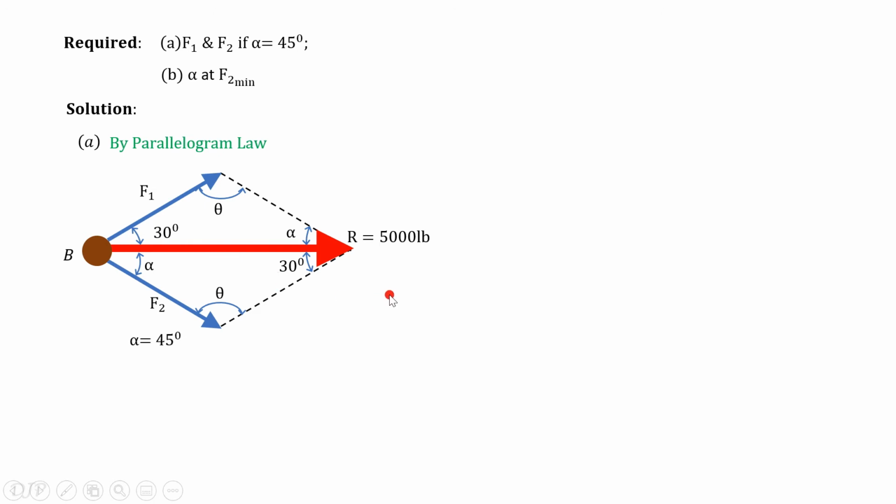For the first question, we know that alpha is equal to 45 degrees. When given the value of alpha, we will be able to find the value of theta since the total of all the interior angles of a triangle must be equal to 180 degrees. So theta plus 45 degrees plus 30 degrees must be equal to 180 degrees, which gives us that theta is equal to 105 degrees.